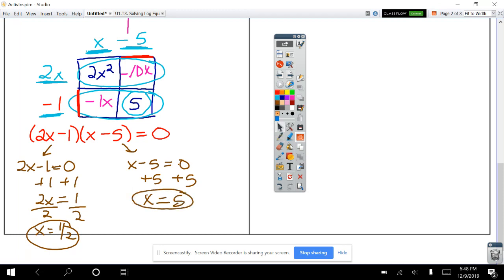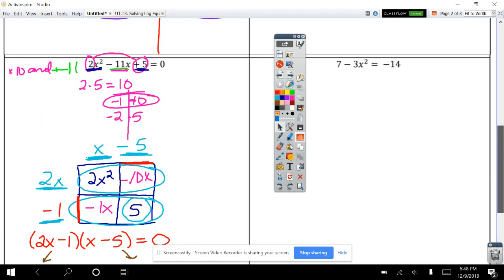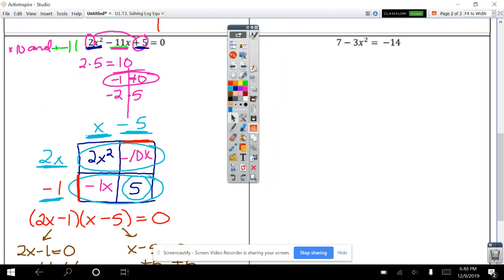Awesome. So we got 2 solutions for that one again. All right, let's go on to this last solving one. It says 7 minus 3x squared equals negative 14. Well, let's see if I can use the square root method. I see that x squared is already by itself here, so I can use the square root method.